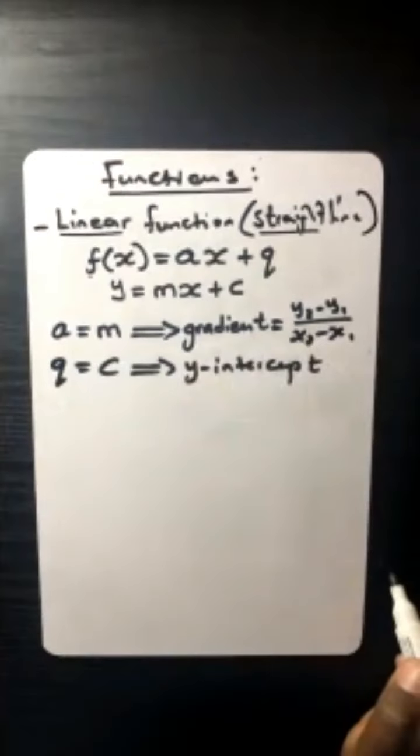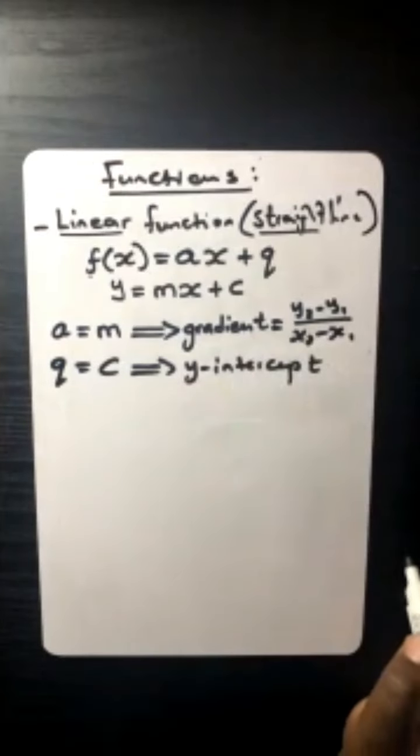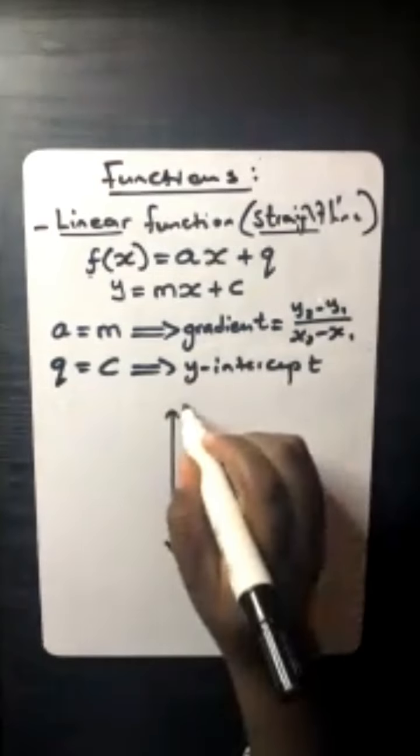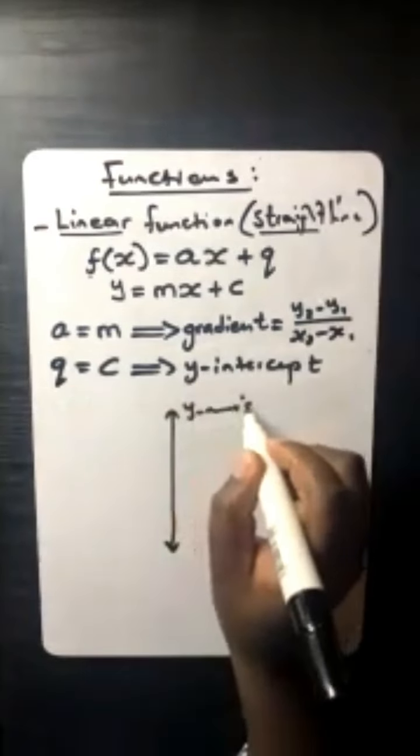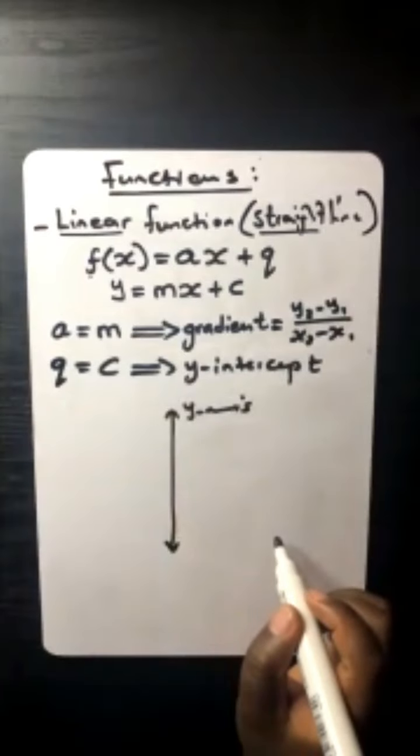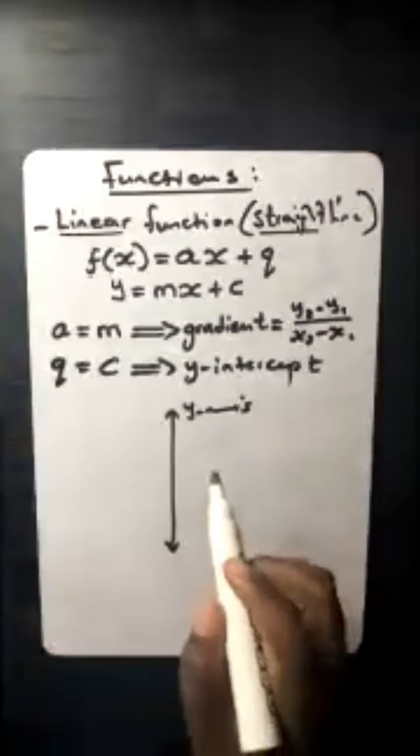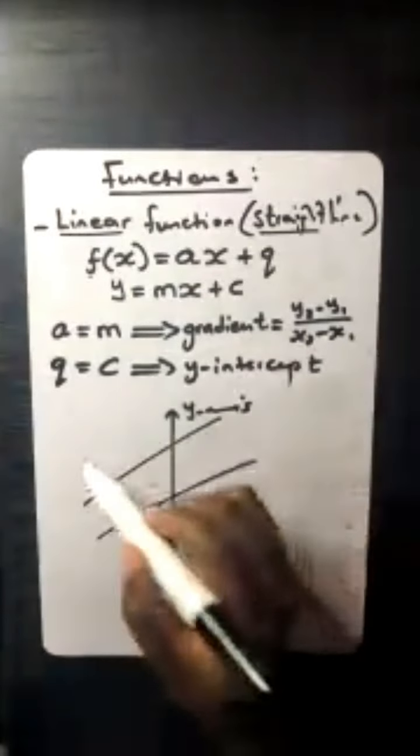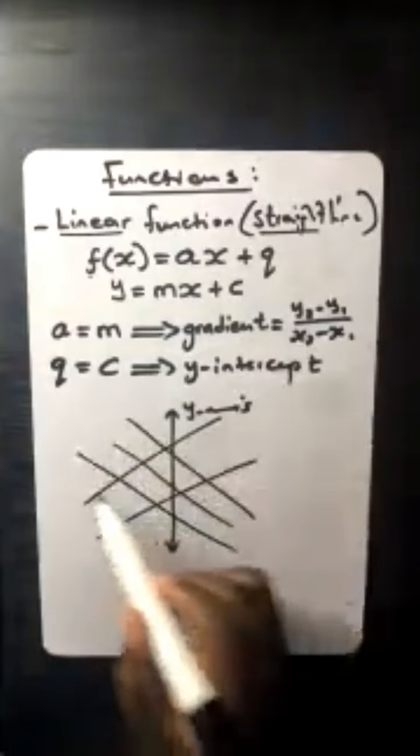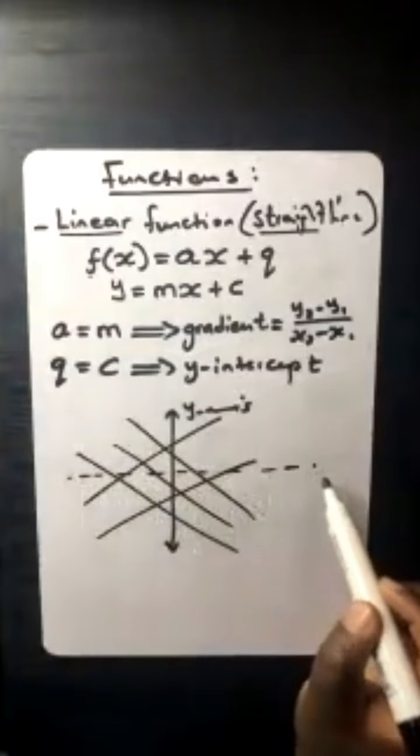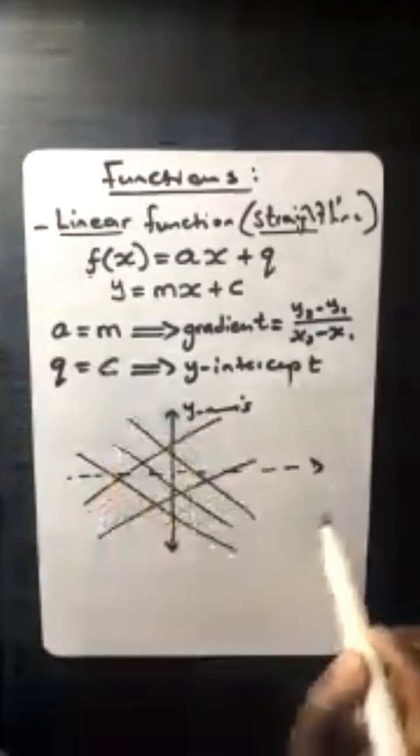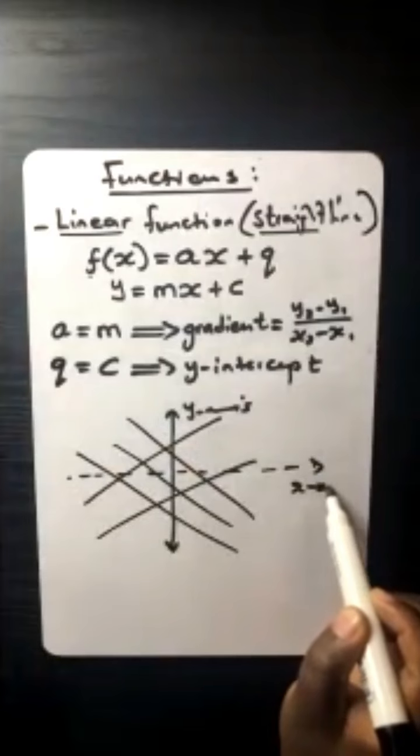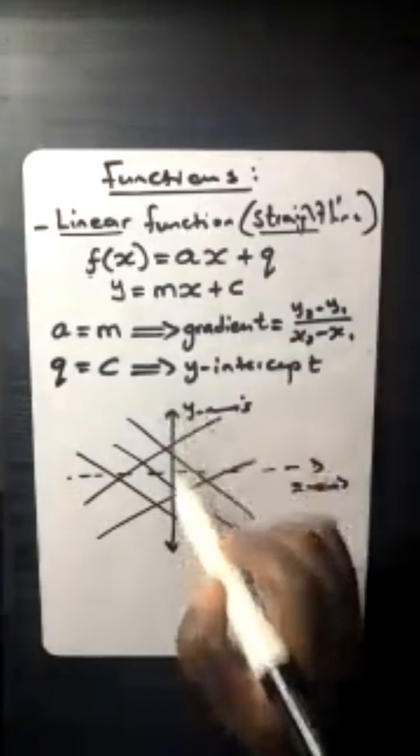So, in short, we are saying wherever the straight line cuts the vertical axis, which is the y-axis, that is what represents the Q or the C. So our graph could be like that, it could be like that, it could be like that. Remember, we have that x-axis. But when we talk about Q or C, we are not interested that much in the x-axis. We are only concentrating on the y-axis.